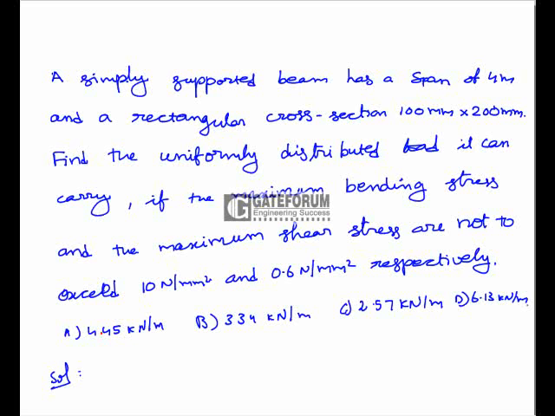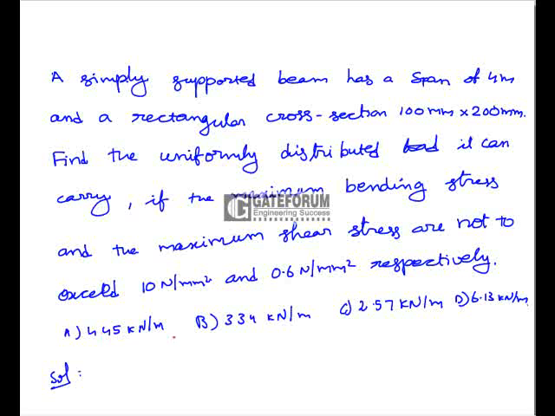A simply supported beam has a span of 4 meter and a rectangular cross section 100 mm into 200 mm. Find the uniformly distributed load it can carry if the maximum bending stress and the maximum shear stress are not to exceed 10 Newton per mm square and 0.6 Newton per mm square respectively. So here we have two constraints, one from shear stress and another from bending stress. First we will have to find out the maximum bending stress and maximum shear stress induced in the member, and then we can find out the maximum load that can be carried by the simply supported beam.